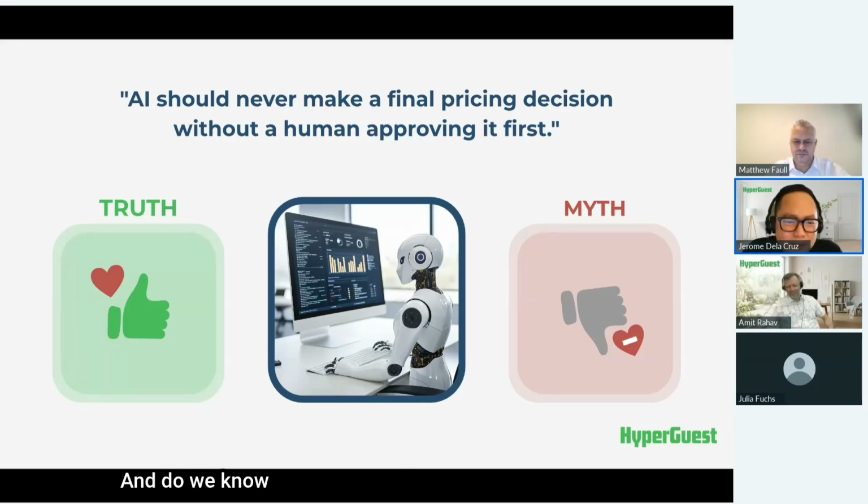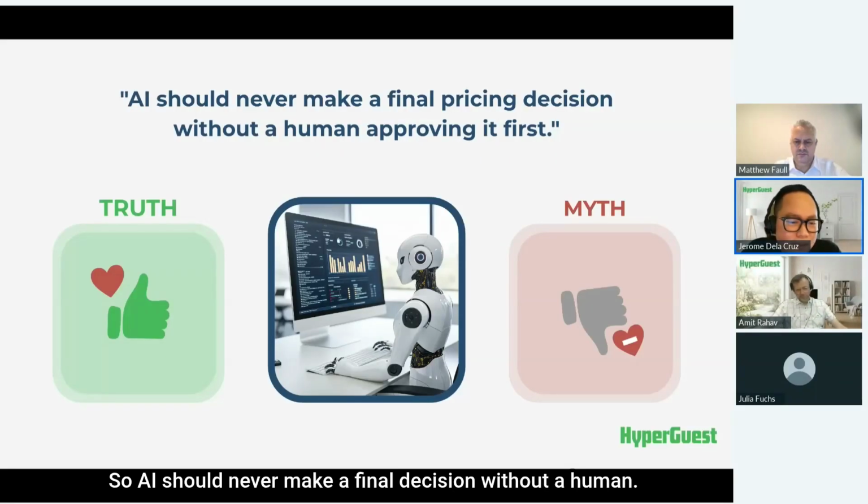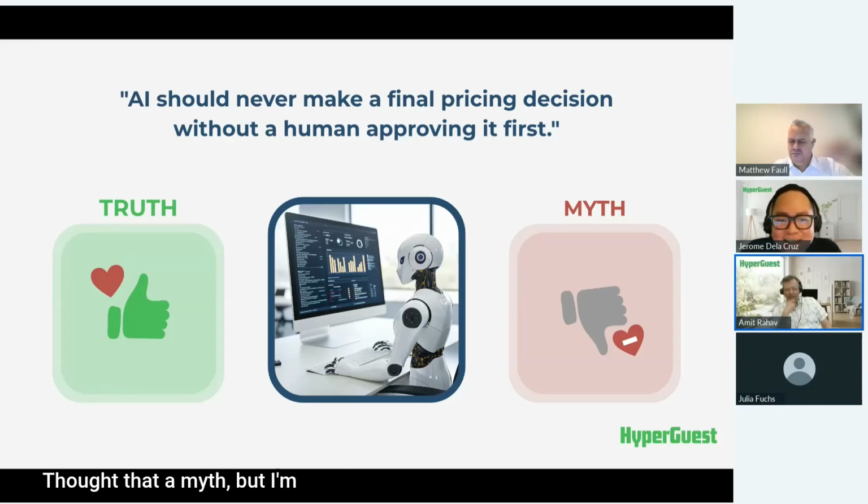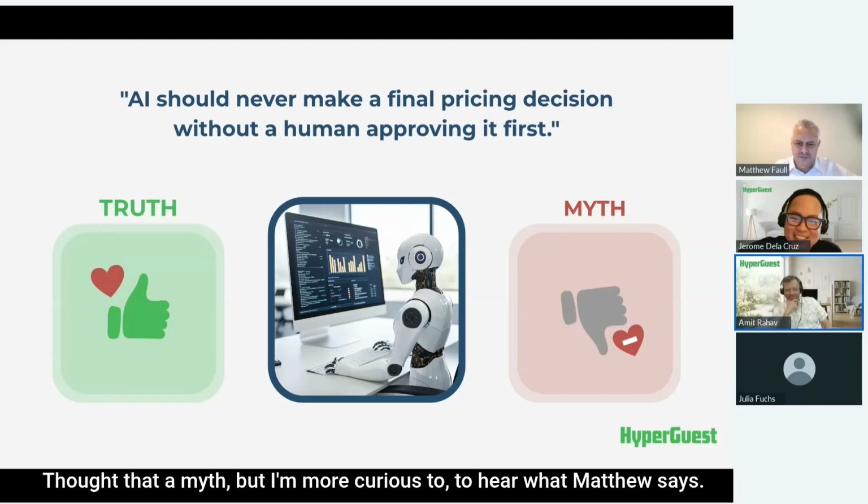And do we know AI is making the final decision, correct? So AI should never make a final decision without a human. True? Okay, true. Do you think so? Okay. So how about Amit and then Matthew? What's your take on this? Is it a true or a myth?